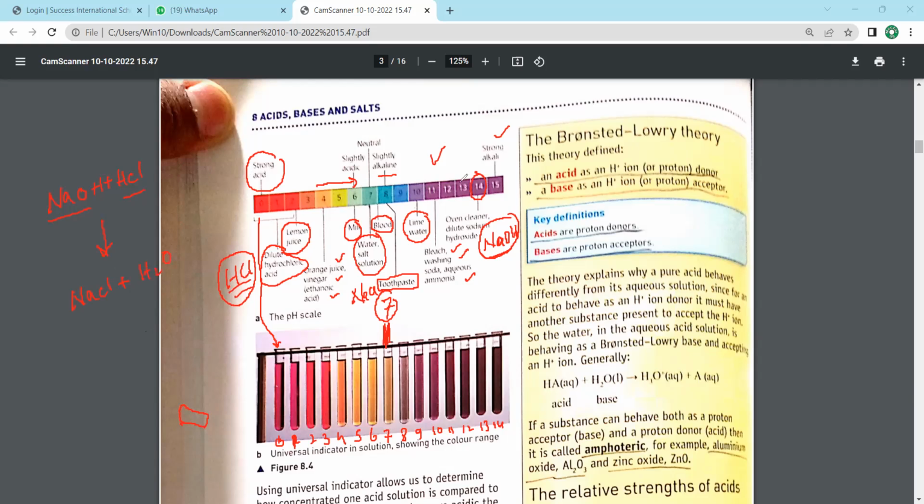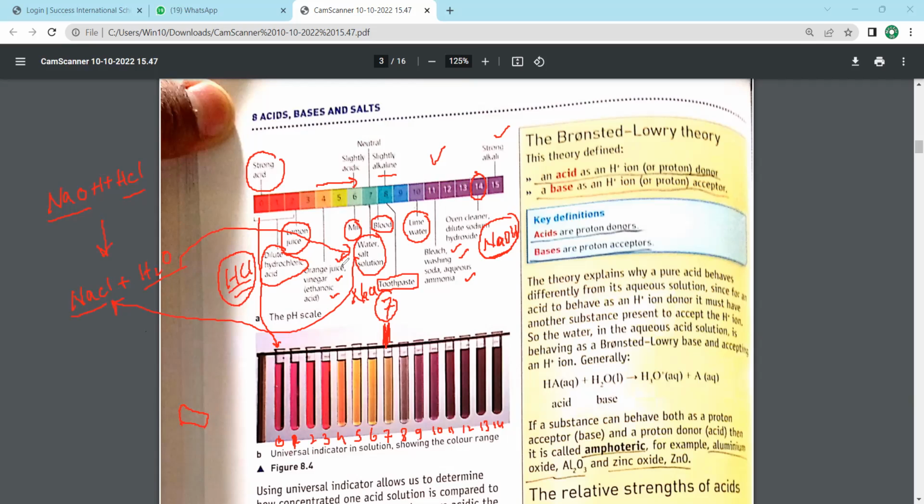When acid reacts with a strong base, they make sodium chloride, meaning this salt, my dear. Understand? And this water. So both are what? Both are neutral. Do you understand this or not?